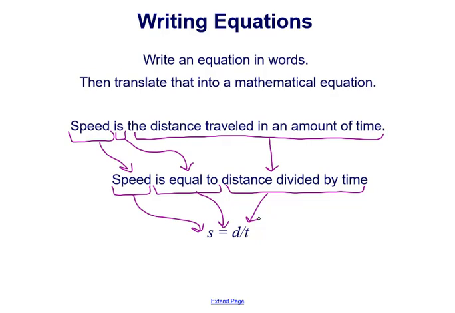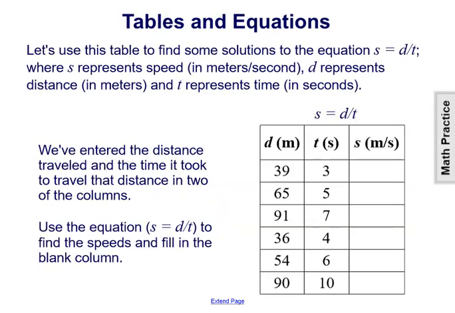So speed is the distance traveled in an amount of time can be represented with the equation s equals d over t. And this equation actually has all variables. There's no constants or coefficients here other than 1. So we can really break down this equation and look at it more using a table.